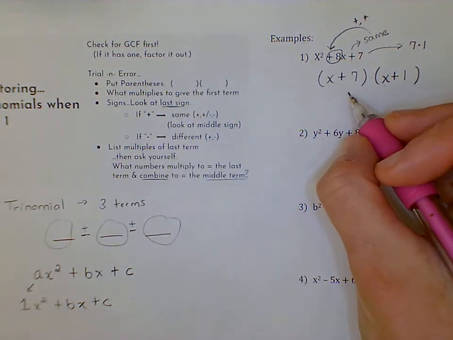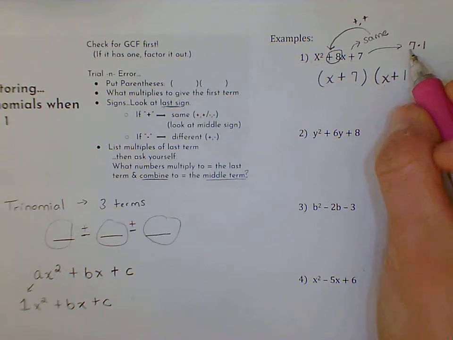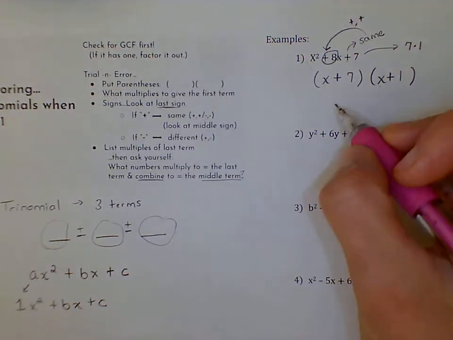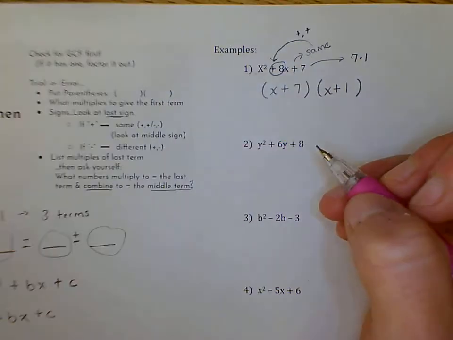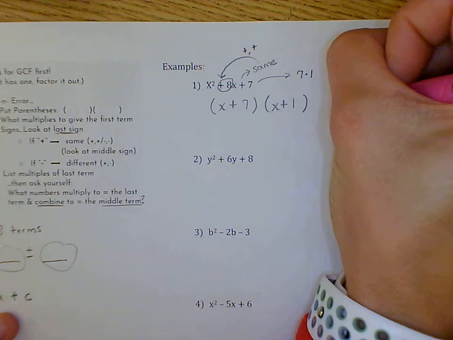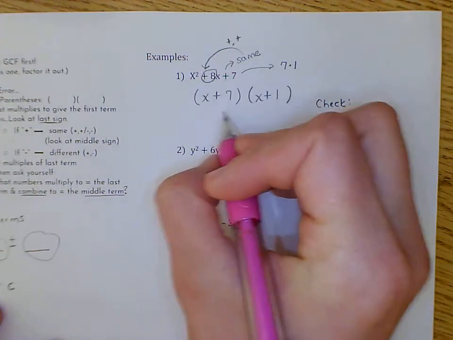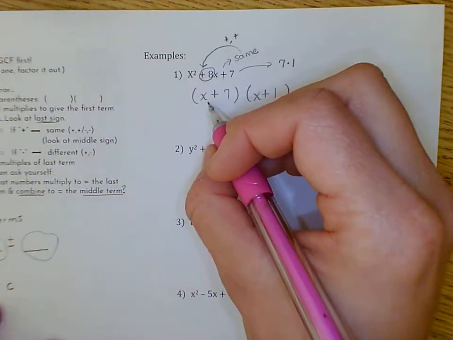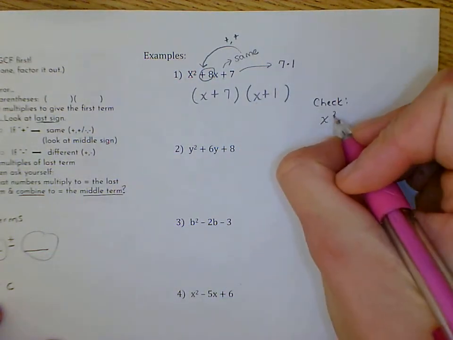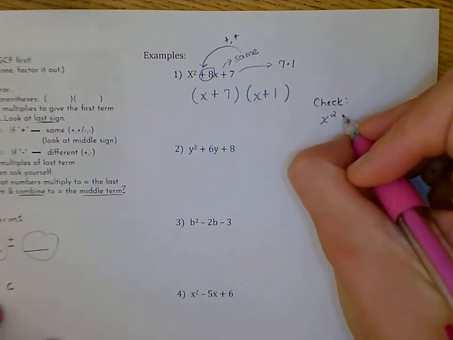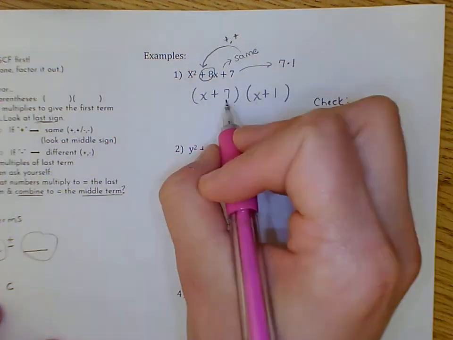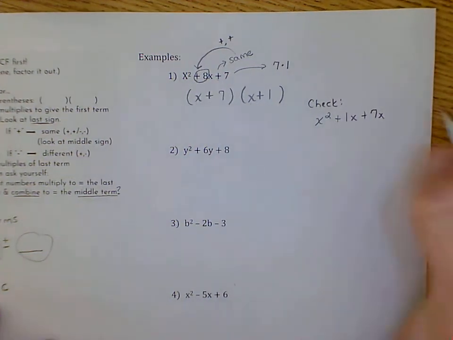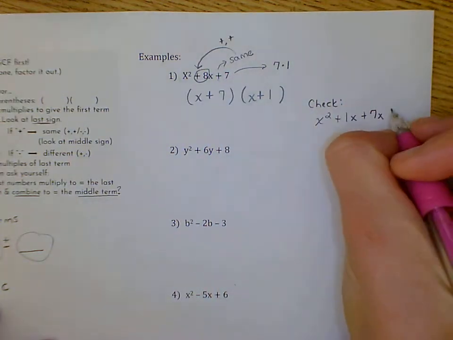And then you could check it. So number 1, you can make sure, okay, does positive 7 plus 1 give me this middle term of 8? And yes, it does. Or remember, you can go to the side and multiply it out. So if you needed to check this one, you would just simply multiply this out, and you should end up getting what you started with. So if I multiply it out, it'd be x times x, which is x squared, x times 1, which is a positive 1x, and then 7 times x is positive 7x, and then 7 times 1 gives me 7.